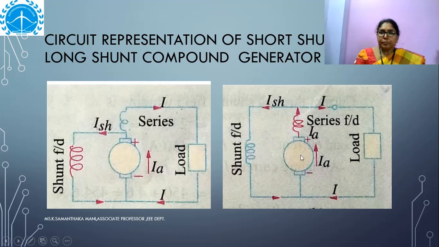Coming to the long shunt compound generator. In the long shunt compound generator, the shunt field winding is connected across the combination of armature and series field winding. Now the terminology with the current: Ish is nothing but the shunt field current and IL is nothing but the load current. But the current coming from the armature will also flow through the series field winding. So the armature current and series field winding current are one and the same, and it is the summation of shunt field current and load current.